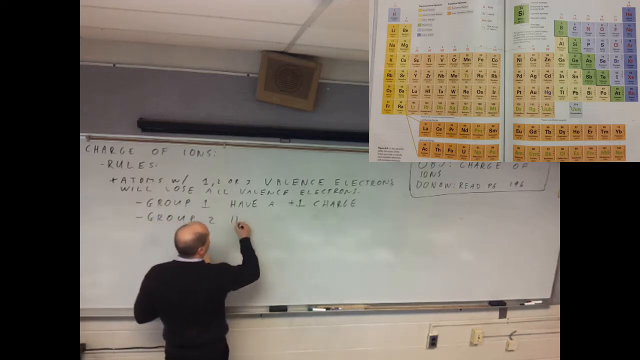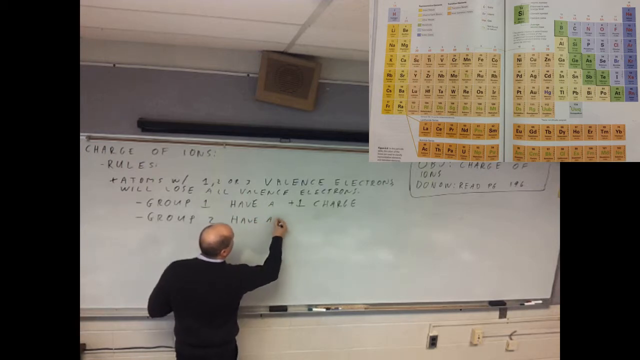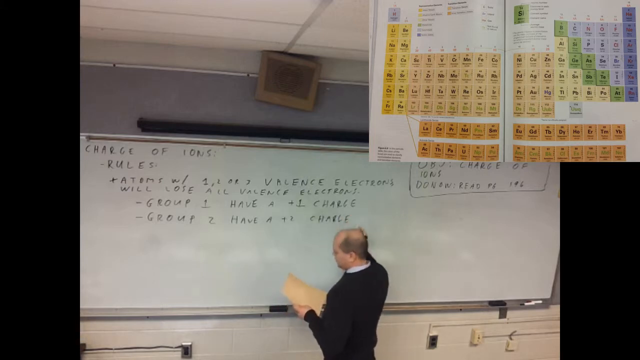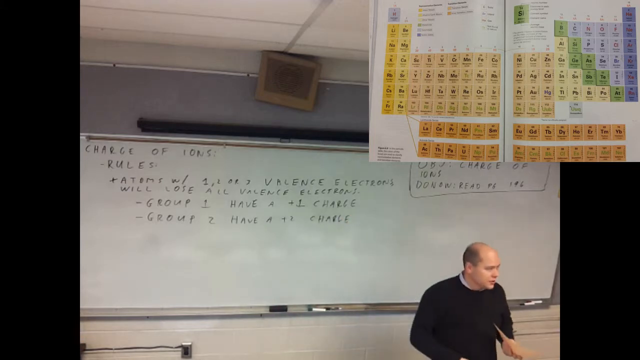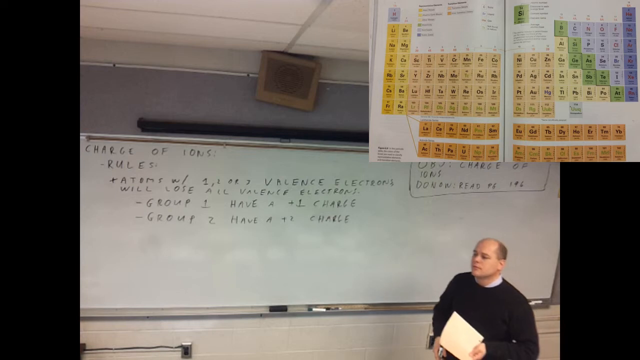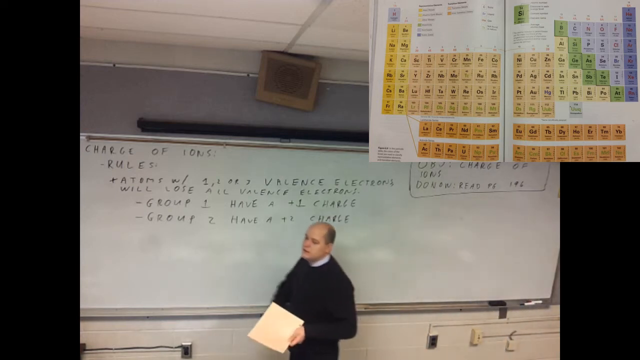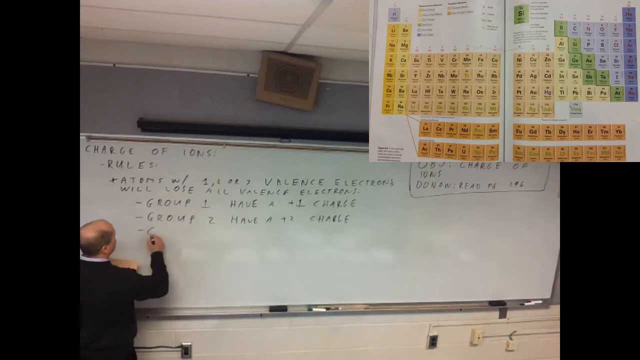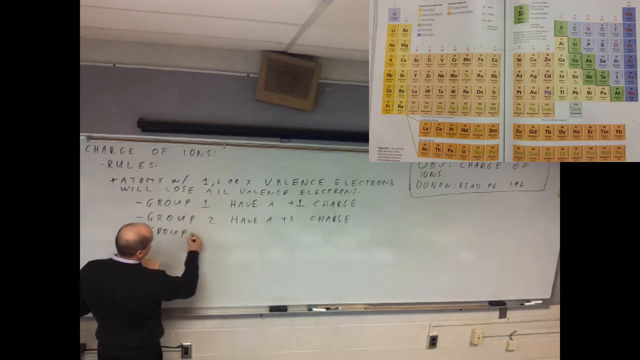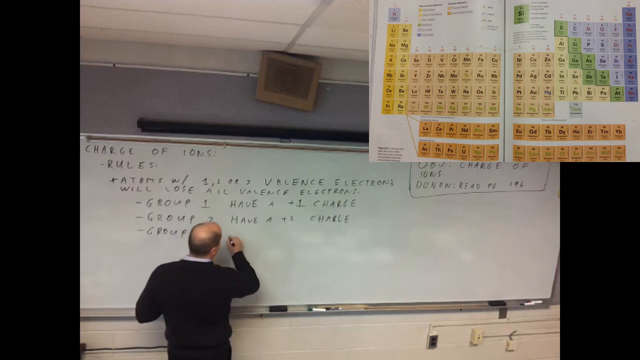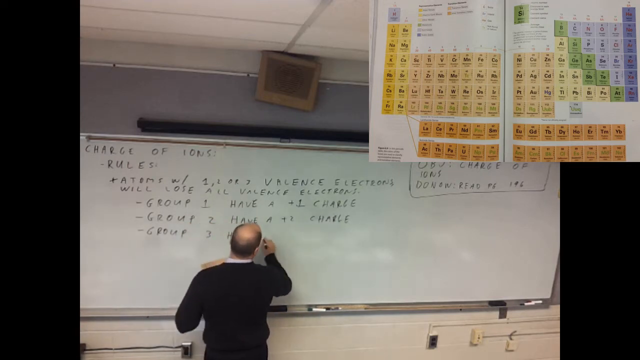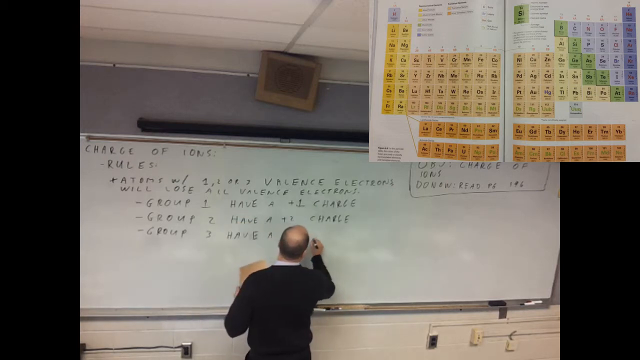Group 2 have a +2 charge. And group 2 is beryllium, magnesium, calcium, strontium, barium, right? Second column. And again, you know they all have 2 valence electrons, so they're all going to have a +2 charge. And group 3 have a +3 charge.